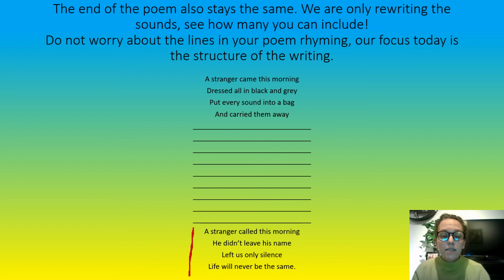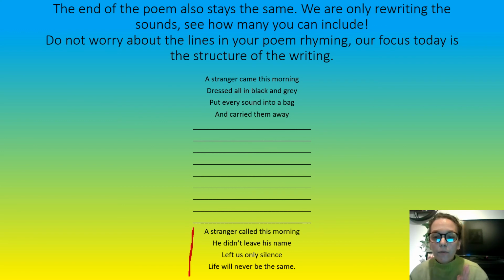You might have noticed as well that in the original poem there's rhyming, but we're not going to focus on the rhyming today. We're going to be focusing on the structure of the writing. So if your lines don't rhyme with each other, do not worry. If they do, then great, give it a go, but don't worry if they don't. Miss Marks didn't do rhyming. It's okay if you don't as well.